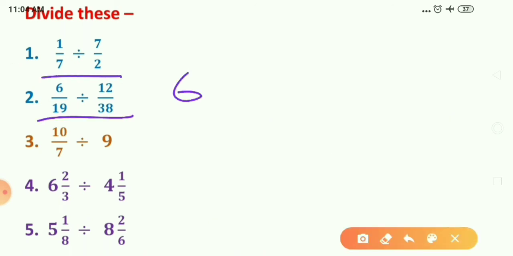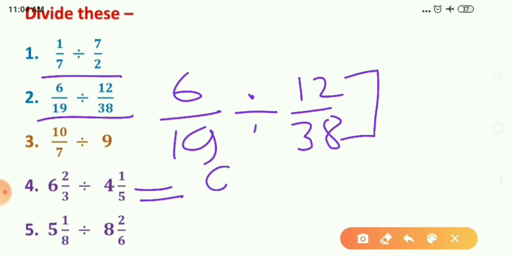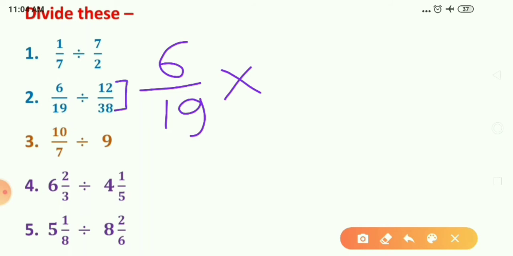We have 6 upon 19 divided by 12 upon 38. Come to the first step: find the reciprocal of the second fraction, that is 12 upon 38. I will write 6 upon 19, then multiply by the reciprocal of 12 upon 38, which we have to write as 38 upon 12.